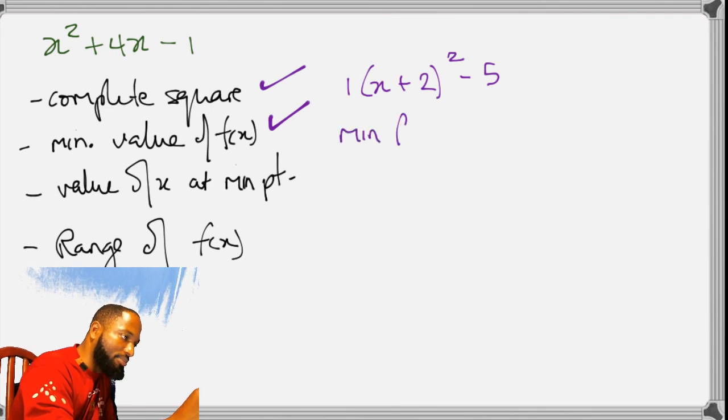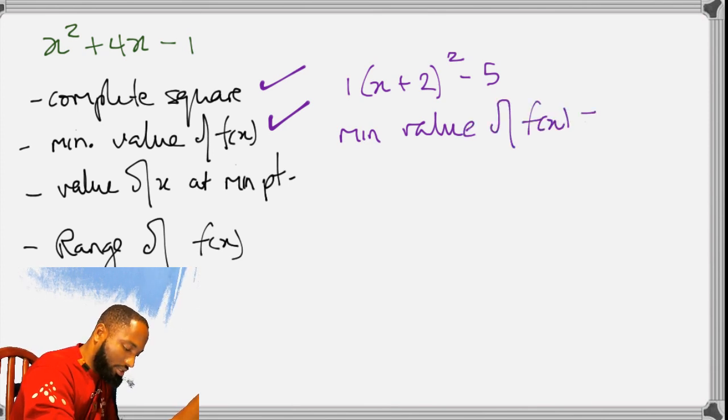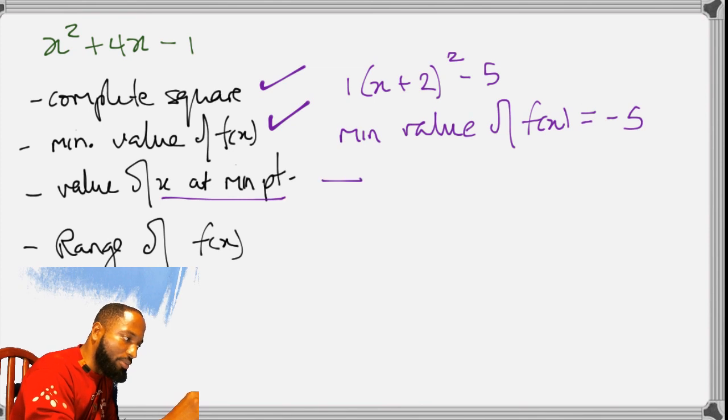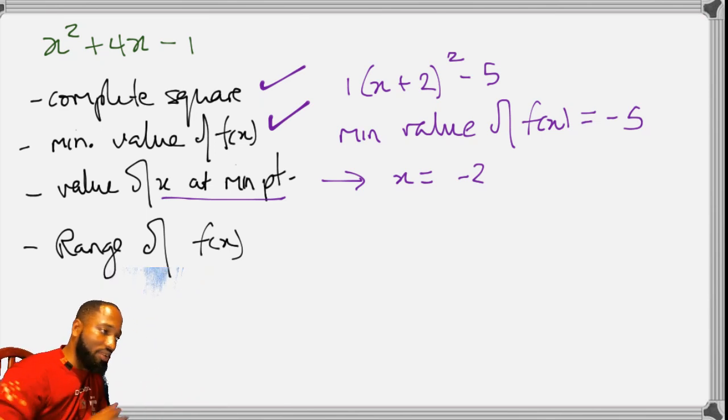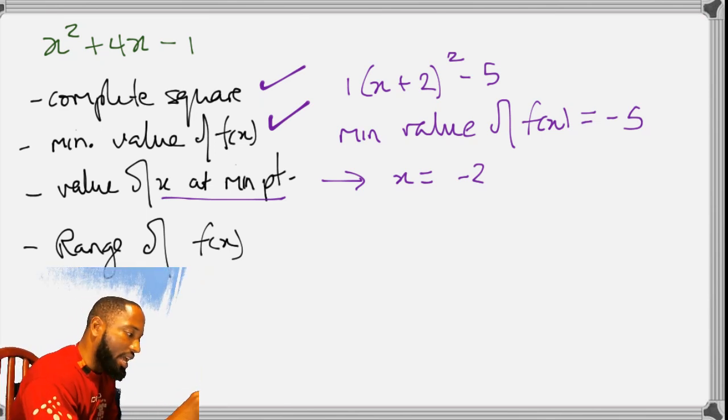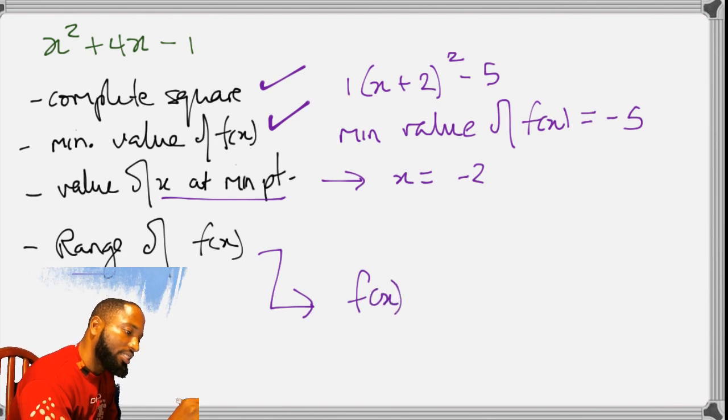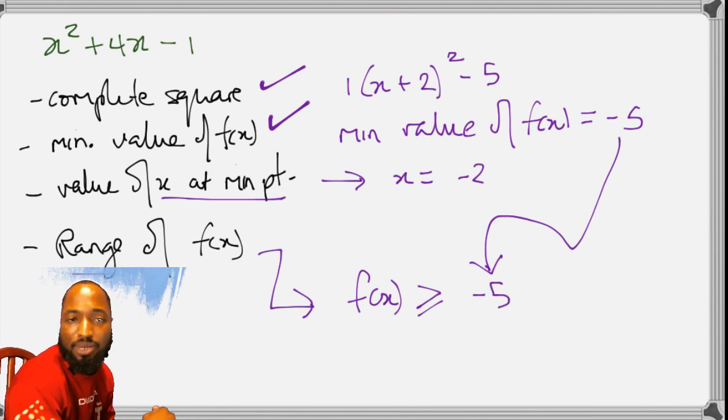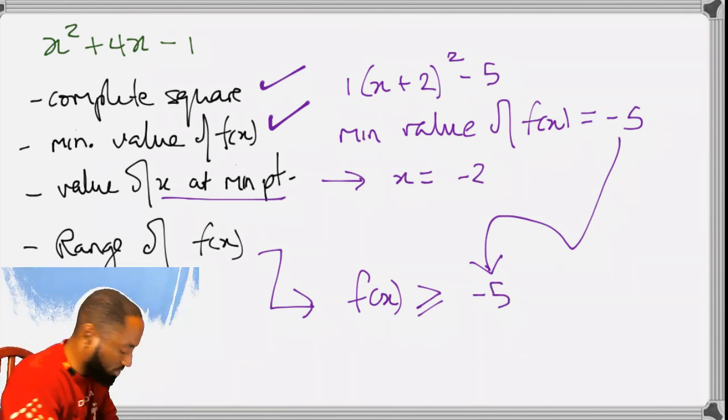And you have to write this like this: minimum value of f of x is -5, and corresponding value of x, the x value at the minimum point, is x equal to -2. The negative of this, very good. And the range of f of x, all you need to do is say f of x is greater than or equal to that value, -5. But remember, that's the minimum value. That's how low it goes.